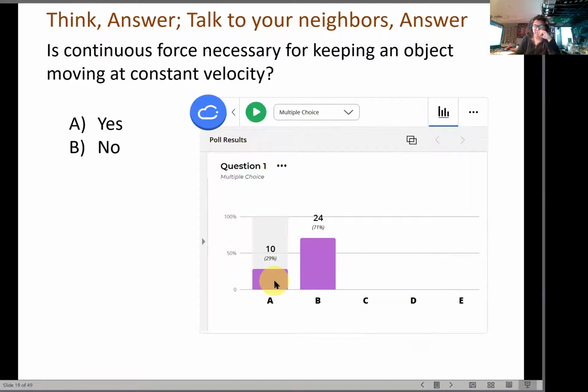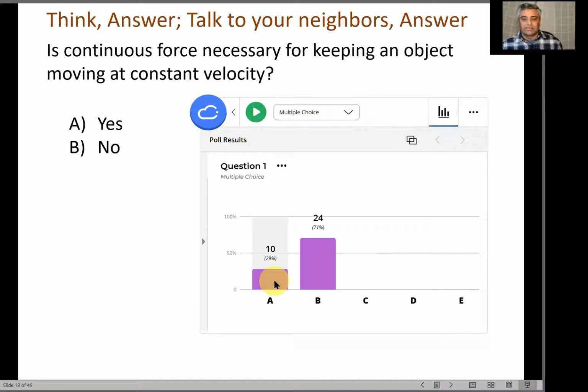Wouldn't it be Newton's first law? If an object is moving at constant velocity, it'll stay at constant velocity unless something acts against it to stop it. And if it's not moving, then it won't move unless you put a force on it. So wouldn't it be no? Because if it's moving at a constant velocity, it wouldn't need constant force. It would just keep on going unless something acts against it, right? Yeah, Newton's first law says you don't need to keep applying force to keep something moving at constant velocity.